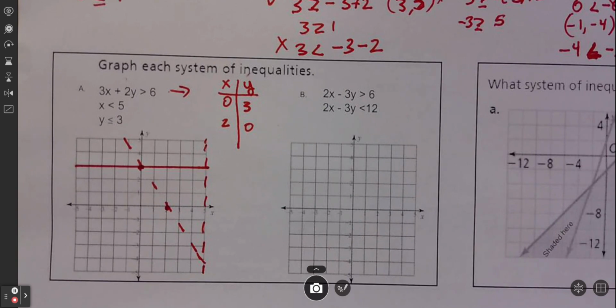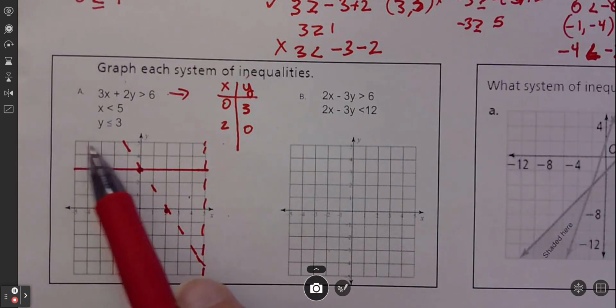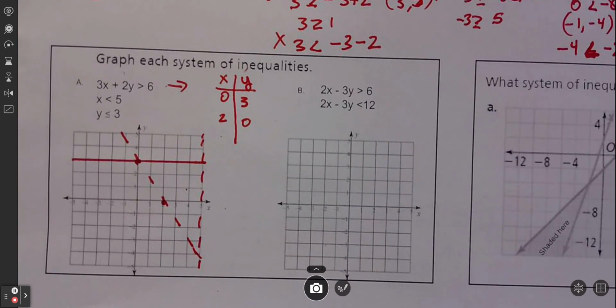How many regions do we have now? 5. 4. No, wrong. 4. Wait, if you keep going, 1, 2, 3, 4, 6. No, there's 7. So it'd be 1, 2, 3, 4, 5, 6, 7. Yeah, 7.